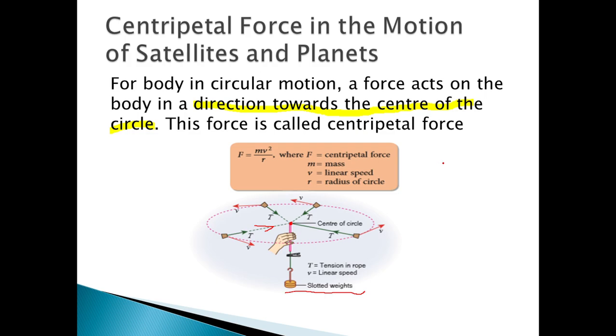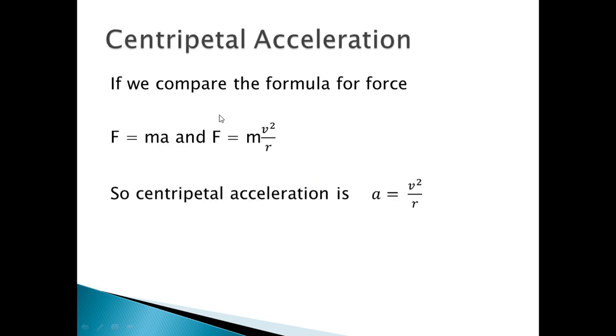Okay, so maybe you ask, why is it v squared over r? When scientists tried to work out the relation, they found this relationship. Later in the next slide I will prove to you why it is v squared over r.